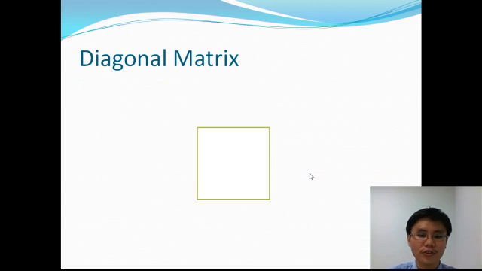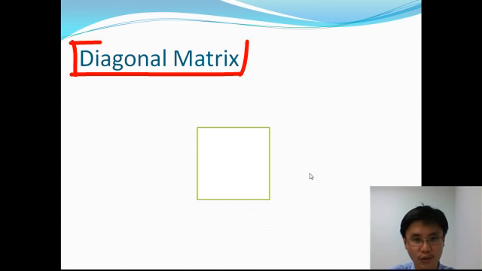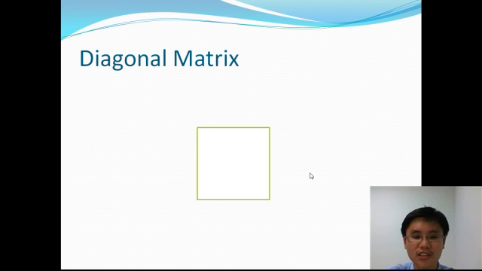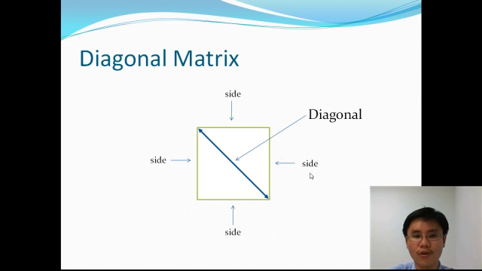Let's move on to another type of matrix called diagonal matrix. Why is this type of matrix called a diagonal matrix? Here you see a square. These arrows indicate the 4 equal sides of a square. As you see, if I draw a line joining 2 opposite vertices, this particular line is called the diagonal of a square.